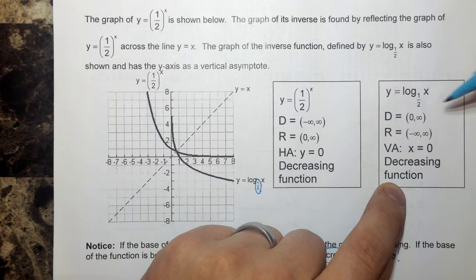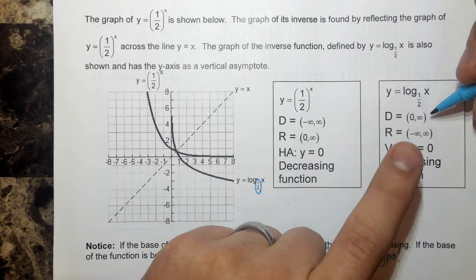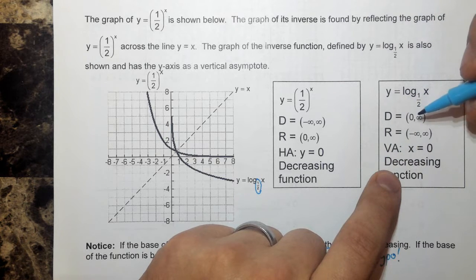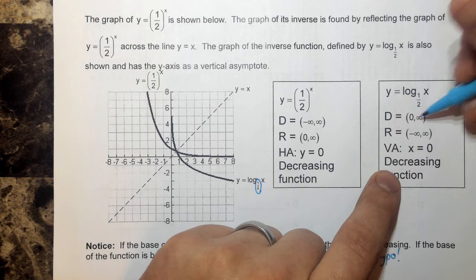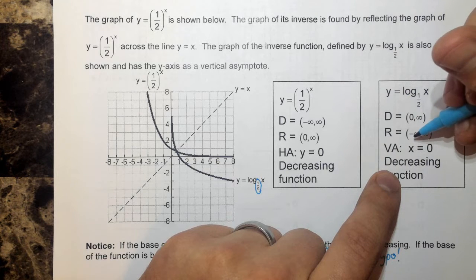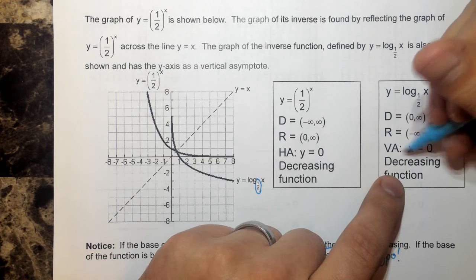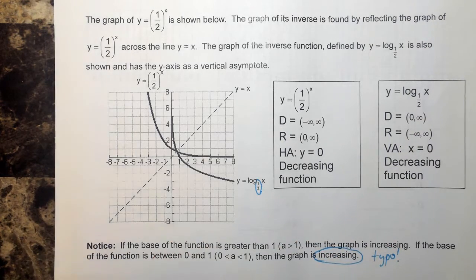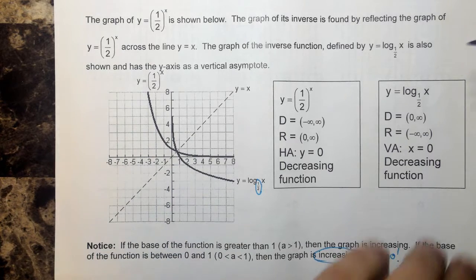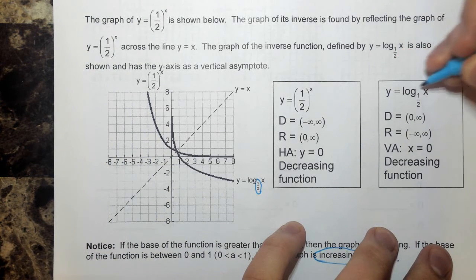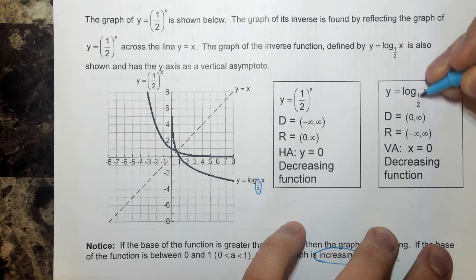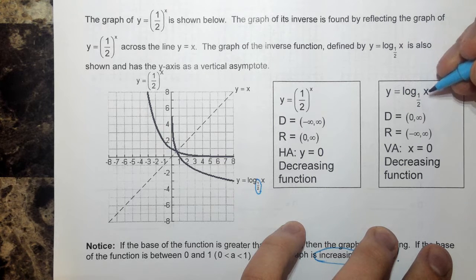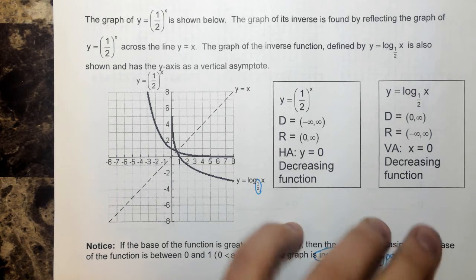Again, there are some changes compared to the exponential function in the domain and range. It's really similar to up top: 0 to infinity for the domain, and the range is negative infinity to infinity. We've got a vertical asymptote at x equals 0 again, and again, it's a decreasing function. So what we're saying is, what do I have to raise 1/2 to get whatever number x that I plug in? It's the same kind of thing, just now it's decreasing with that fraction.